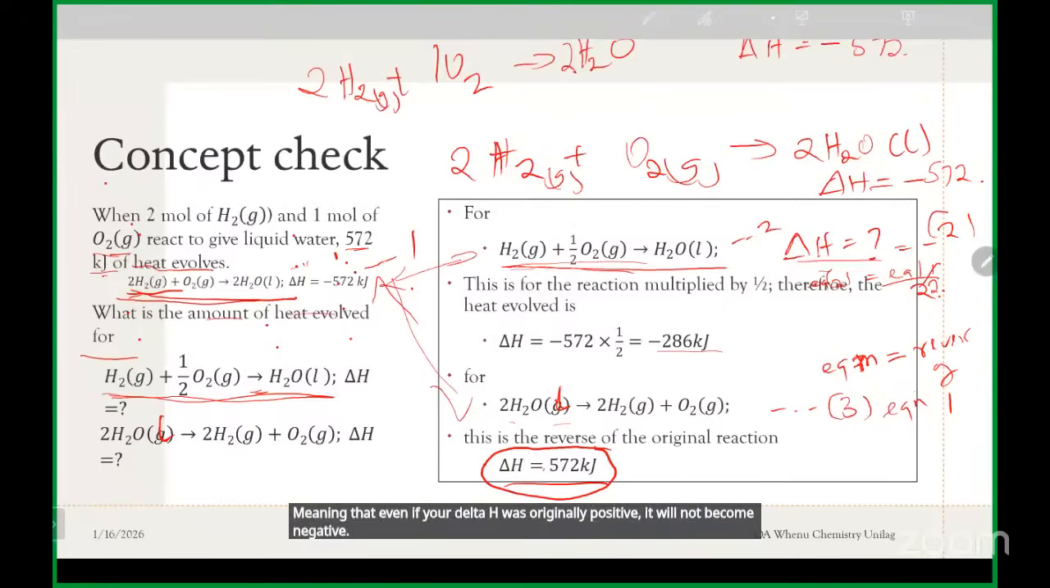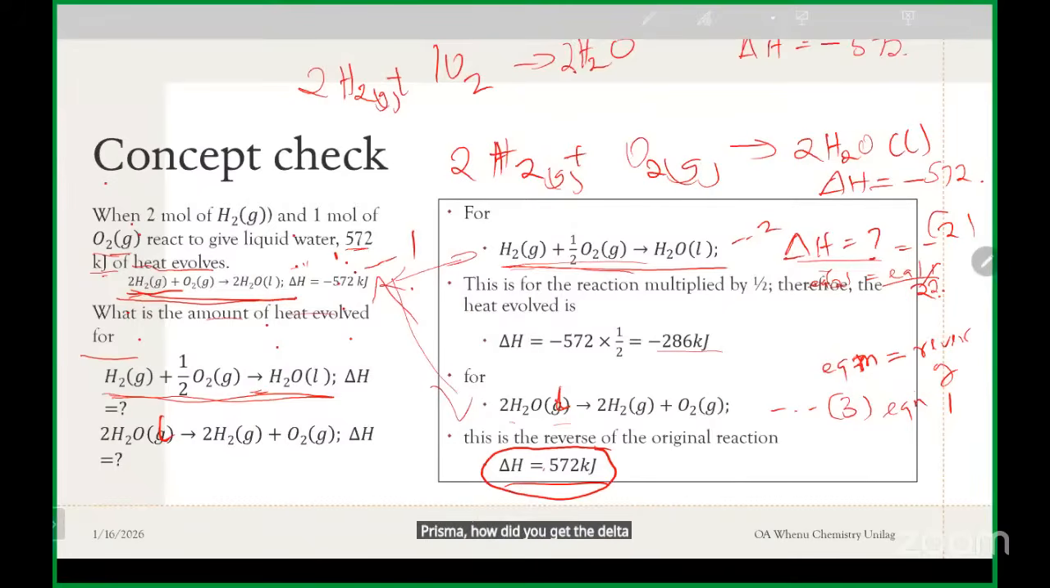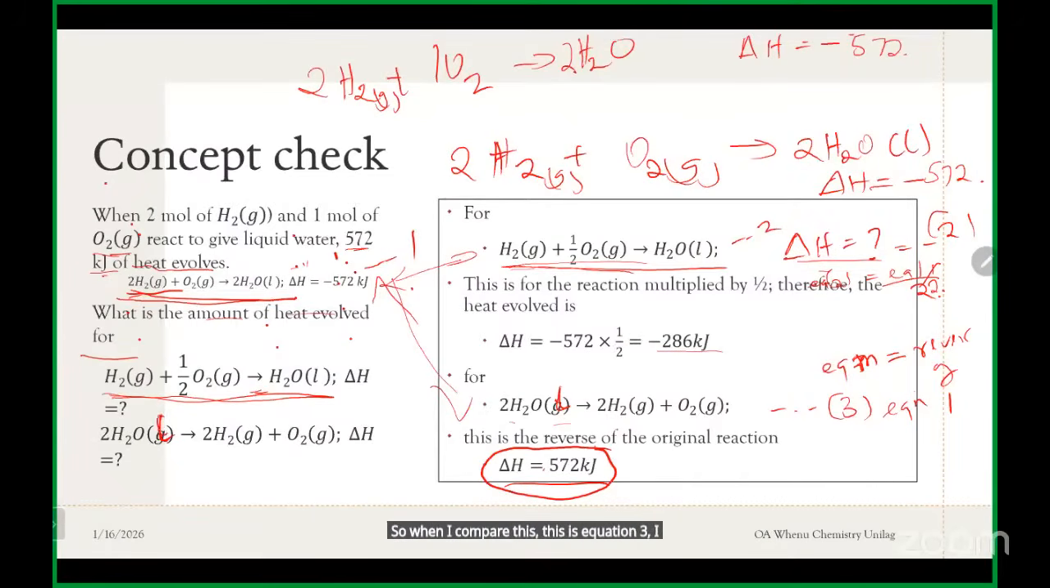Please, ma, how did you get the delta H for equation 3? Okay, so that's the same thing that I just explained. When I compare this, this is equation 3. I said it's liquid, please. When I compare it with the original one, I saw that it's the reverse of that.